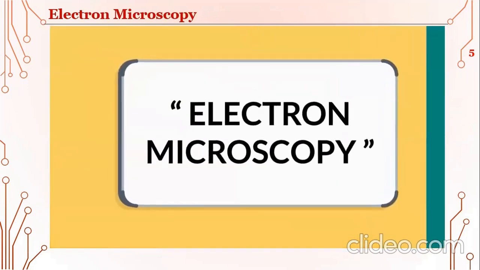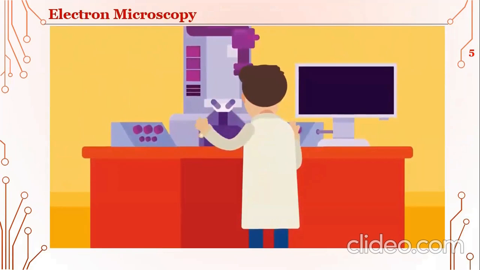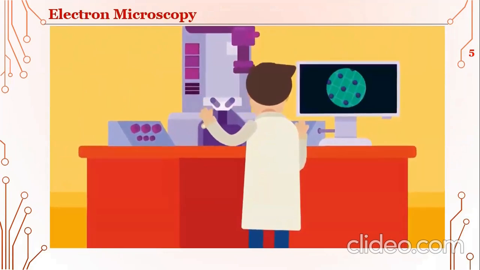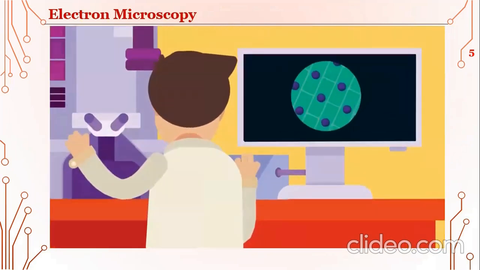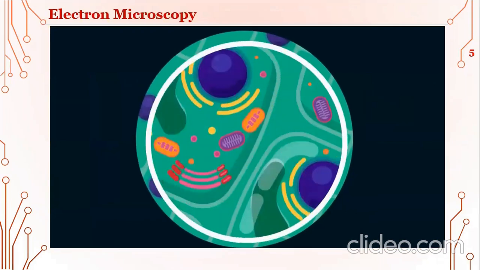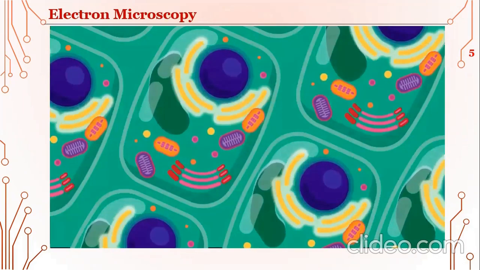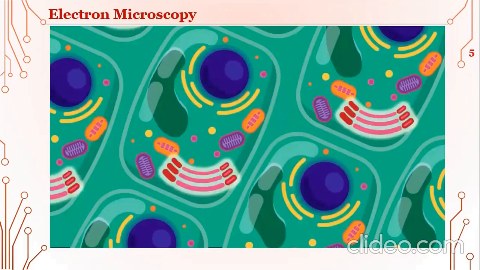Electron microscopy. Then came the electron microscopes, which made our microscopic world more detailed. Due to the electron microscopes, we not only saw the cell wall, the nucleus, and the cytoplasm, but we also saw the more minute organelles, like the mitochondria, endoplasmic reticulum, and the Golgi apparatus.